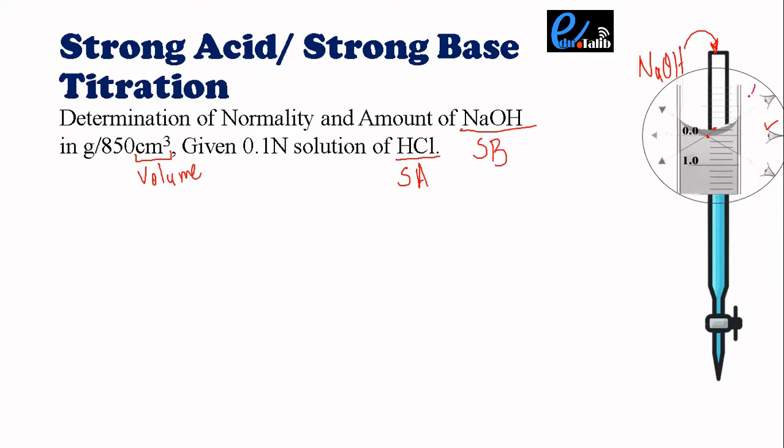If you're watching it from here, that's wrong. If you're watching it from here, that's wrong. So you have to watch at eye level, and focus on the lower meniscus level. That will show you the correct reading. Finally, you have filled this burette up to the 0 mark. Generally it is a 50 ml burette, so this burette has 50 ml of NaOH.